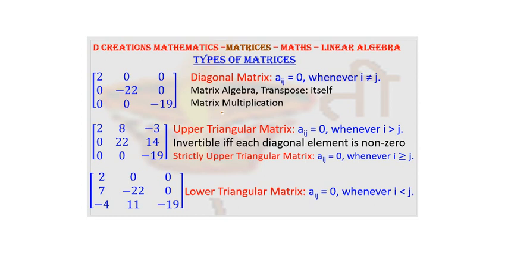Similarly, you will have a notation for lower triangular matrices where a_ij is equal to 0 whenever i is less than j. For example, here this particular position is of a_12 where it's first row, second column. So i is 1, j is 2. So here it's a lower triangular matrix because all the entries of a_ij which satisfy this condition are 0. Again, here also you will have a strictly lower triangular matrix if all the diagonal entries are 0 as well.